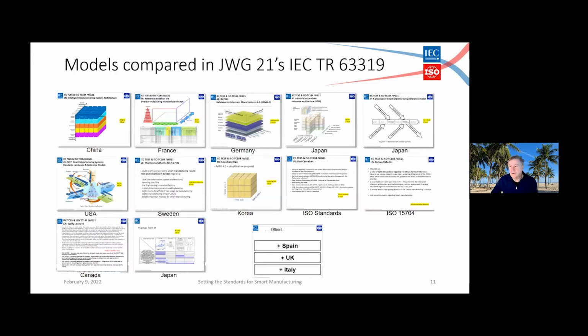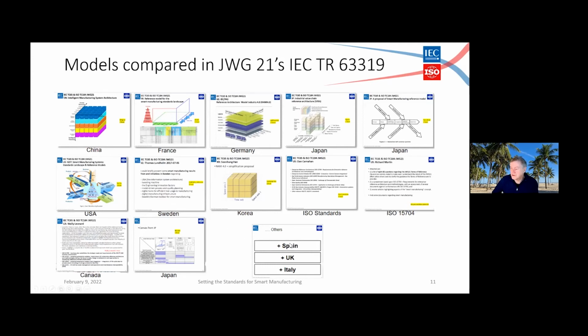The first deliverable was to look at all of the models that are out there. So we have China, France, Germany, Japan, US, Sweden, Korea, several different ISO standards, another Japanese standard, Canadian standard, et cetera. You can see that there's very little similarity between these, except that a couple of them tend to be three-dimensional, because that's the way that we think. It's very hard to think in 4, 5, or 6 dimensions, even though you try to do that. So for example, the NIST model out here actually has like 5 dimensions inside it.